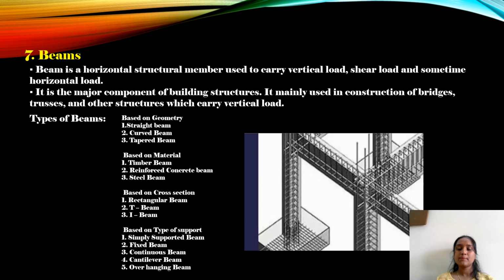Types of beams based on geometry can be divided into three types: straight beam, curved beam, tapered beam. Next one is based on material: timber beam, reinforced concrete beam, steel beam. Next one is based on cross section: rectangular beam, T beam, I beam. Last one is based on type of support: simply supported beam, fixed beam, continuous beam, cantilever beam, overhanging beam.